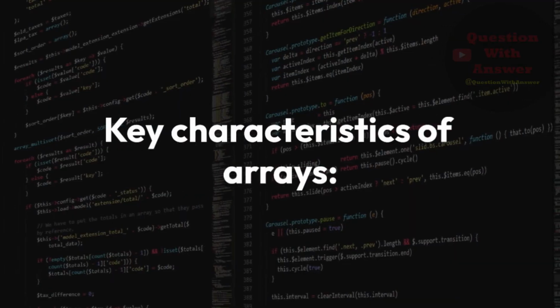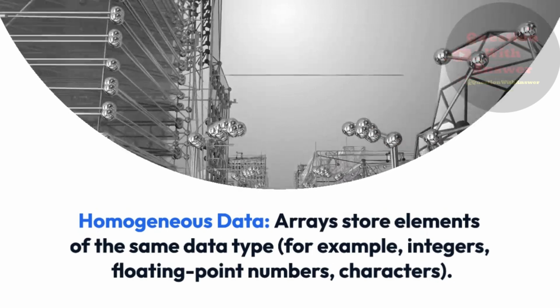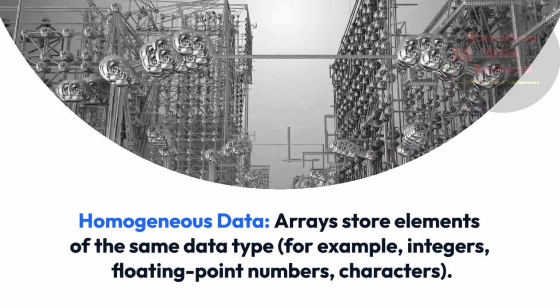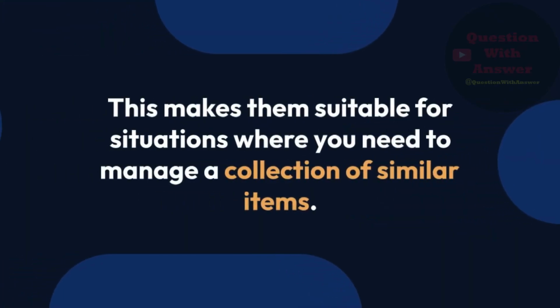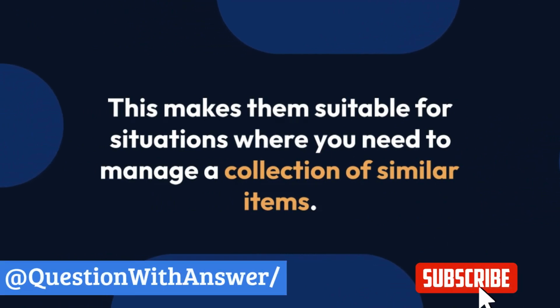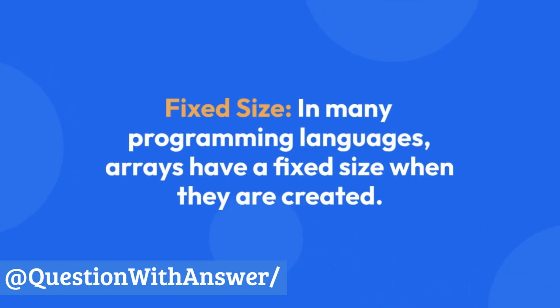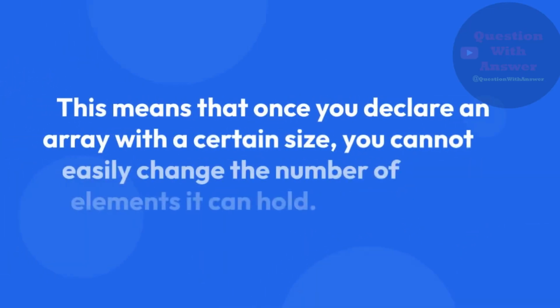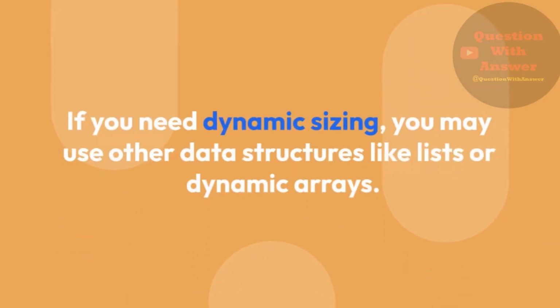Key characteristics of arrays. Homogeneous data. Arrays store elements of the same data type, for example, integers, floating point numbers, characters. This makes them suitable for situations where you need to manage a collection of similar items. Fixed size. In many programming languages, arrays have a fixed size when they are created. This means that once you declare an array with a certain size, you cannot easily change the number of elements it can hold. If you need dynamic sizing, you may use other data structures like lists or dynamic arrays.